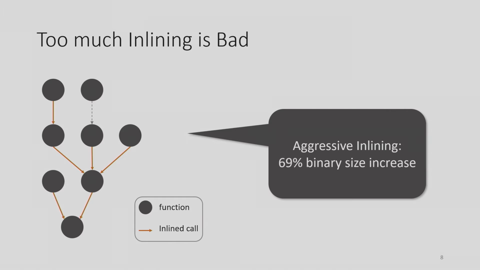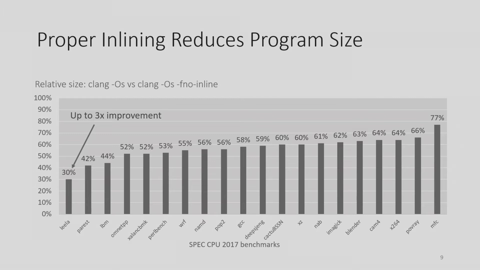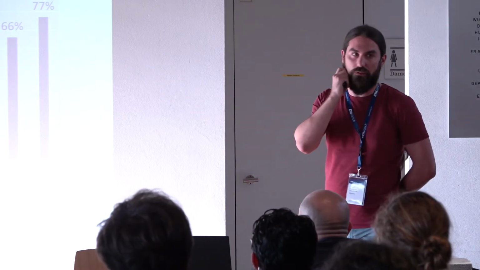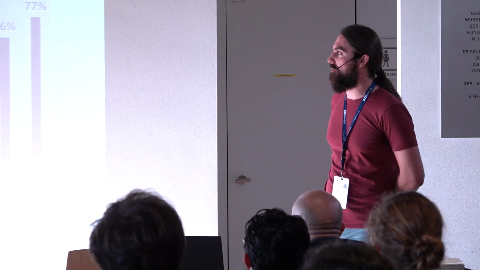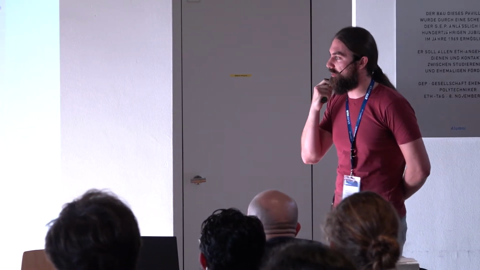On the other hand, if the compiler decides to do the right thing, or a slightly better job, then it can actually improve things quite a bit. So here we see the effect of enabling and disabling inlining on program size for the popular benchmarks in SPEC 2017. And what we see is that by taking the right decisions, we can actually reduce the binary size of the benchmark by up to 3x. So in this work, we focused on optimal inlining for program size, but if we had a similar plot for performance, we would also see benefits because of inlining for the reasons that I just explained.